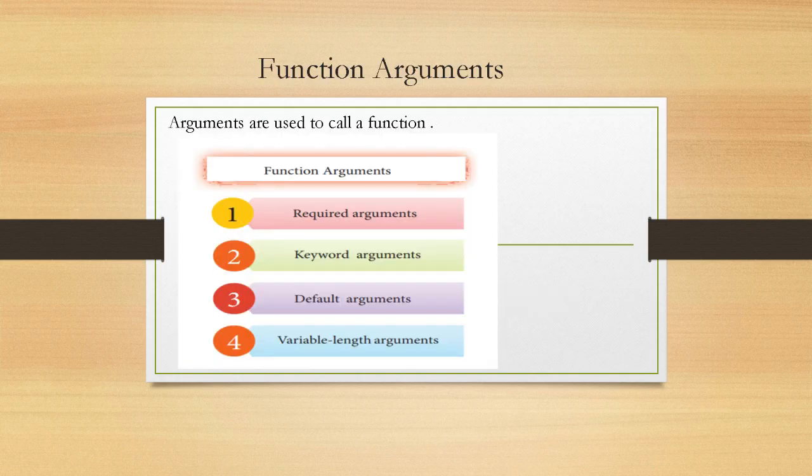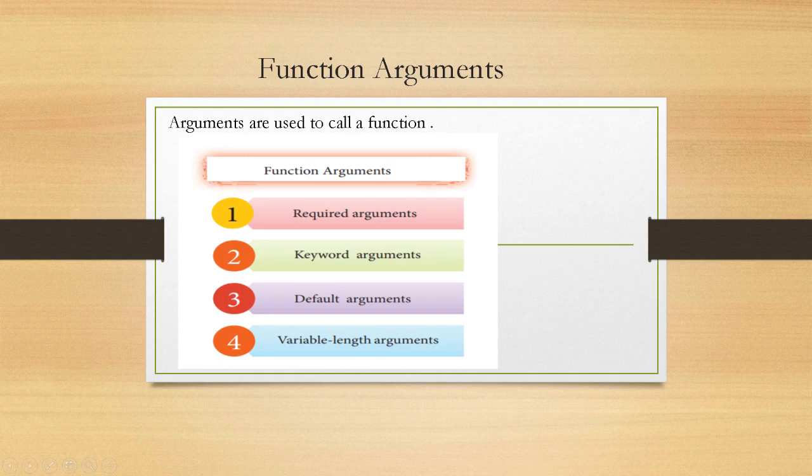What do you mean by arguments? Already you know, arguments are the values which are given in the function call statement, whereas parameters are the variables in the function definition. So arguments are used to call a function. The values used in the function call statement are called the arguments.